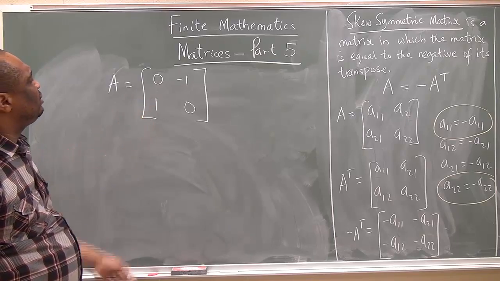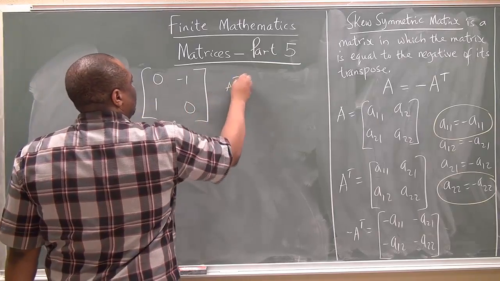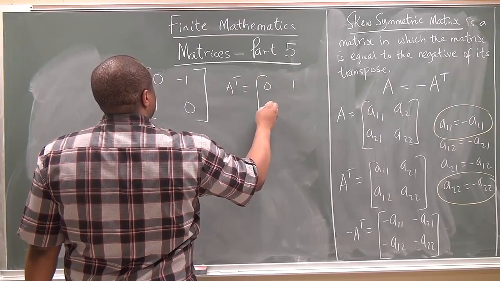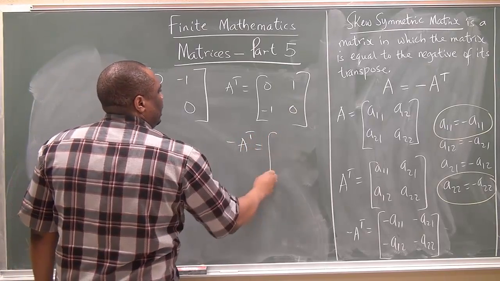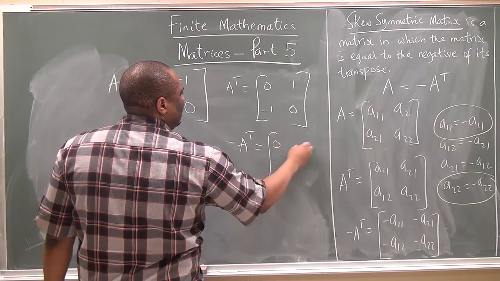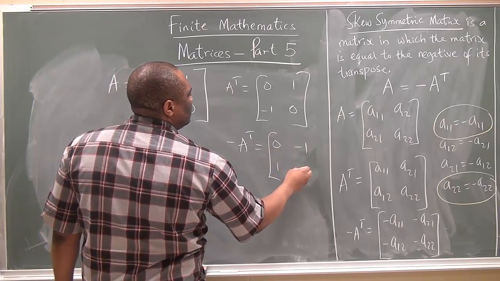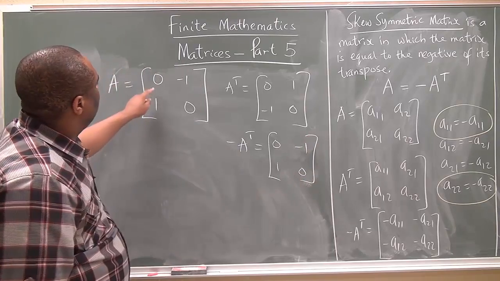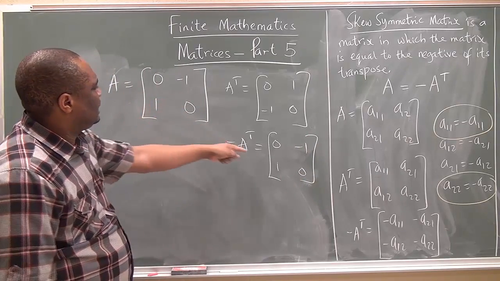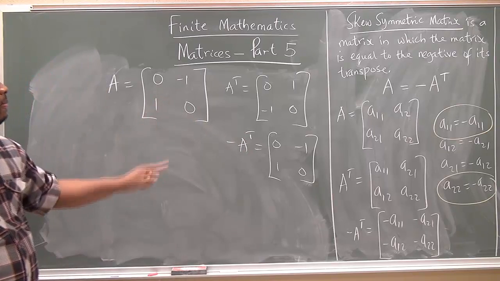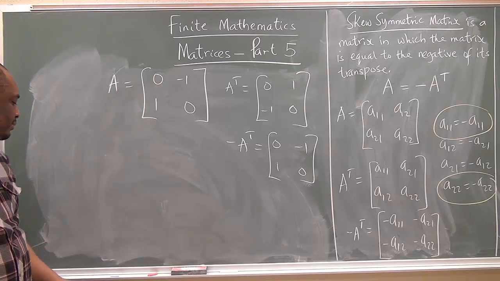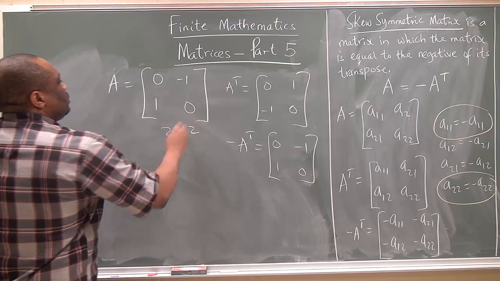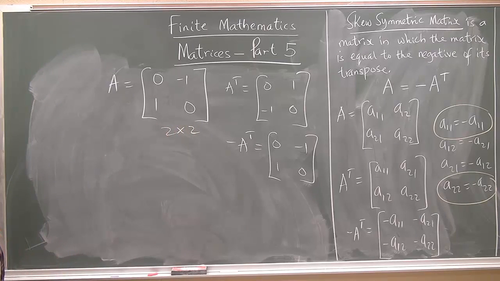Let's see whether it's a skew symmetric matrix. A transpose will be 0, 1, negative 1, 0. And then negative A transpose will be 0, negative 1, 1, and 0. So you see, this gives you that negative A transpose is equal to A. So this is a skew symmetric matrix. 2x2 skew symmetric matrix.